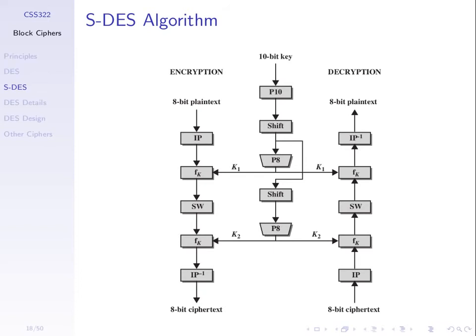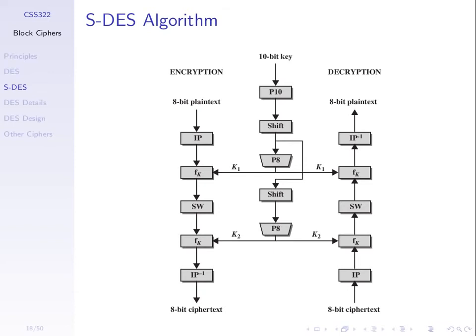What are all these blocks? We'll go through them, but in summary, the ones with a P, initial permutation, permutation 10, permutation 8, and I think another one, permutation 4, are permutations, which means transpositions or simply rearrangements. They take some input and rearrange the bits. We're operating on bits now, not English letters.